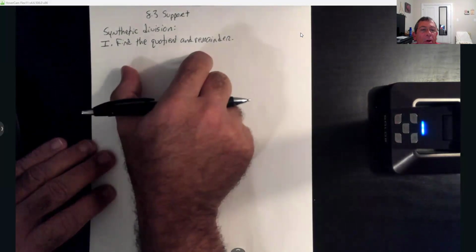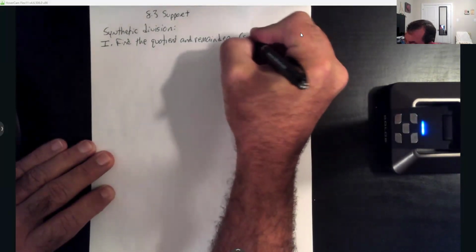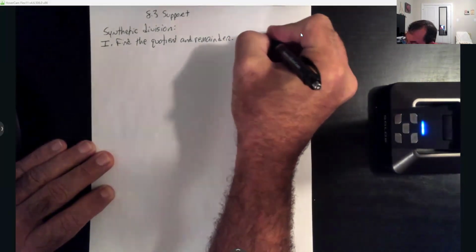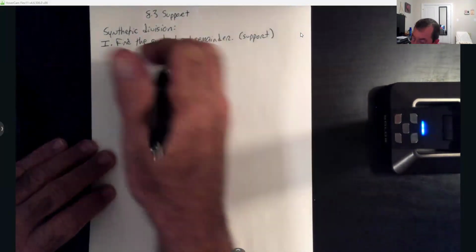All right, so we'll take a polynomial, divide by another one. We'll find our quotient and remainder. Then we'll do this in the support part. Okay, so there's three problems in support, and that's what we're doing.